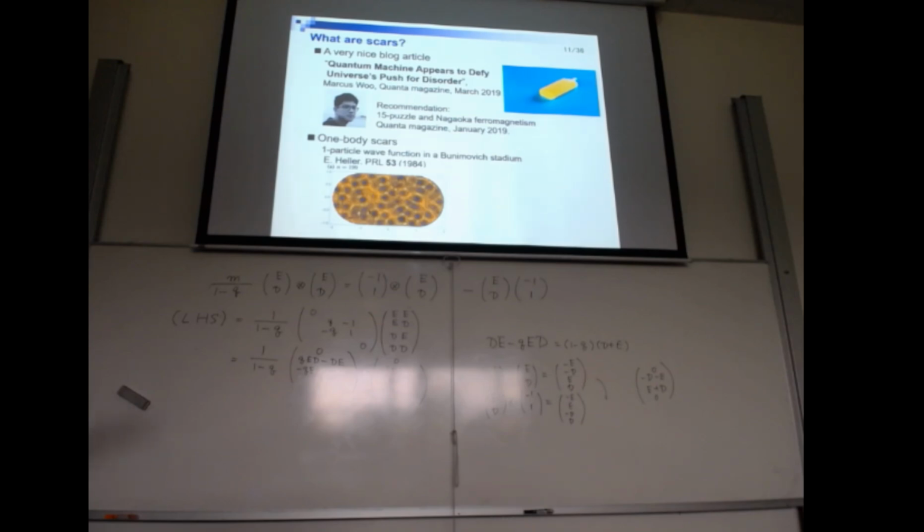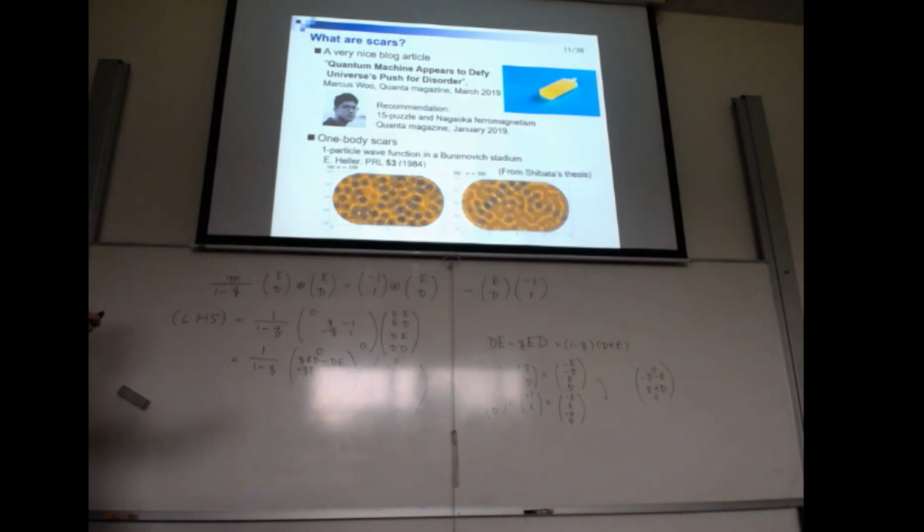And the Bunimovich stadium is made up of a square and half circles. So it's a square capped by half circles from left and right. And a generic eigenstate of the Schrödinger equation for one particle in this system looks like this. You don't see any pattern here, right?